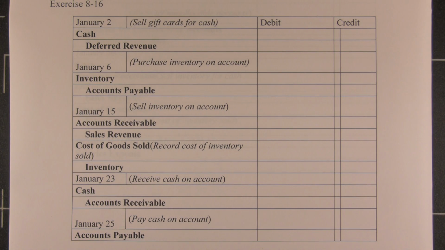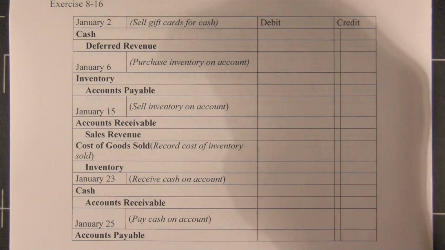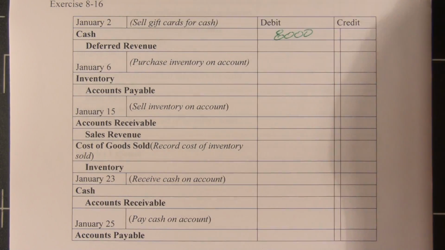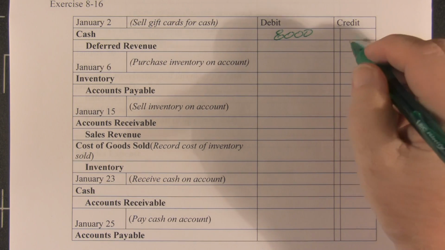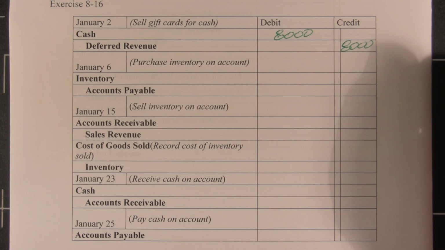We can do that. So they sold gift cards for $8,000, so that's a debit to cash of $8,000, a credit to deferred revenue. We also refer to that as unearned revenue of $8,000.